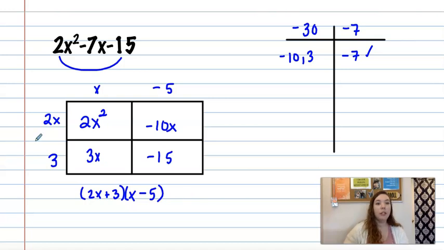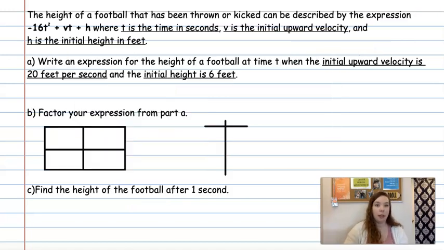All right, now we're going to do one word problem together. This one says, the height of a football that has been thrown or kicked can be described by the expression negative 16t squared plus vt plus h, where t stands for the time in seconds, v is the initial upward velocity, and h is the initial height in feet. Write an expression for the height of a football at time t, where the initial upward velocity is 20 feet per second and height is 6 feet.